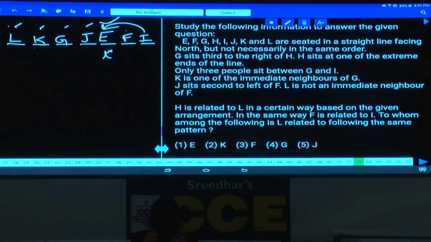Then 52, H is related to L in a certain way. H is to the immediate left hand side of L. And F is related to I. F is to the immediate left hand side of I. And to whom among the following L is related to? Now this L is to the immediate left of what? L is to the immediate left of K, and it is given in choice 2.